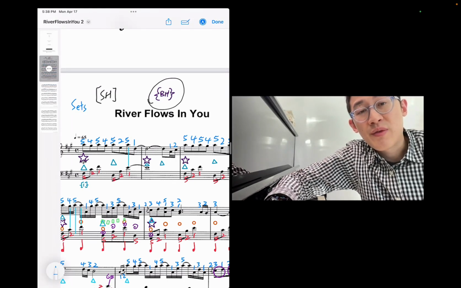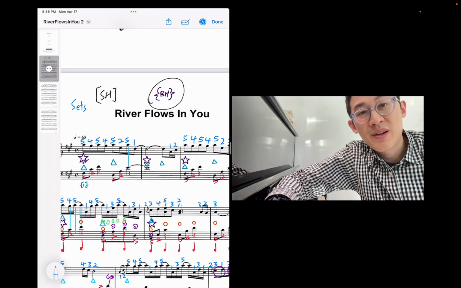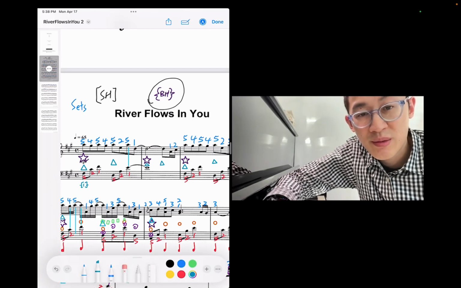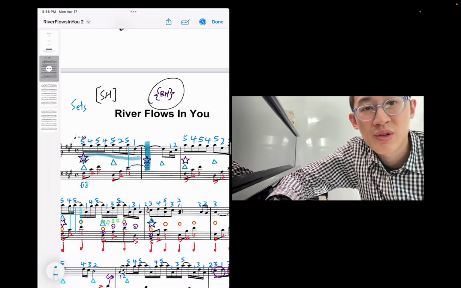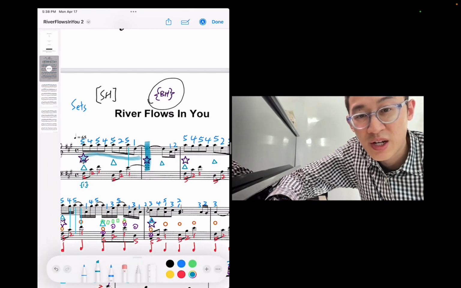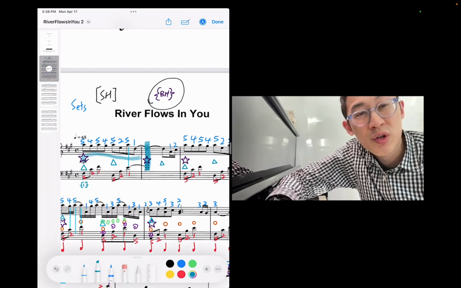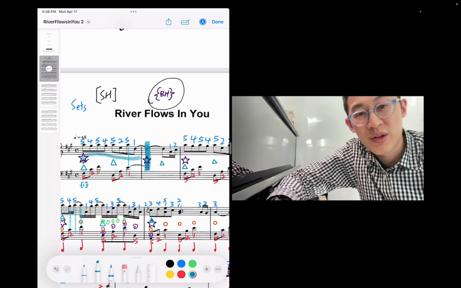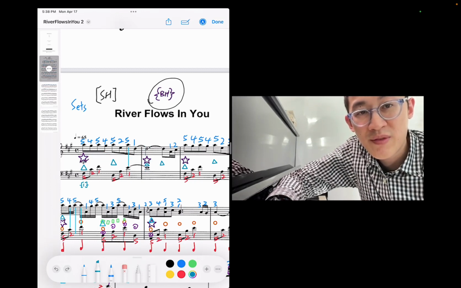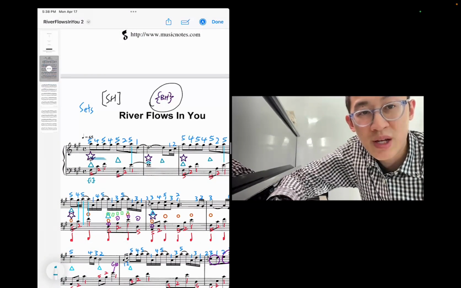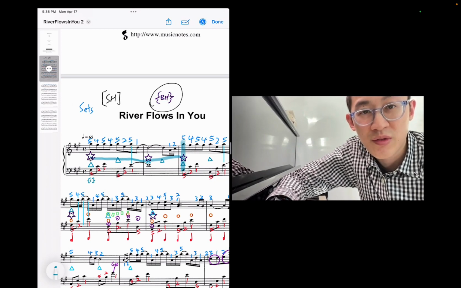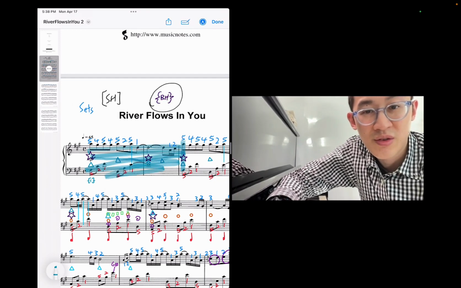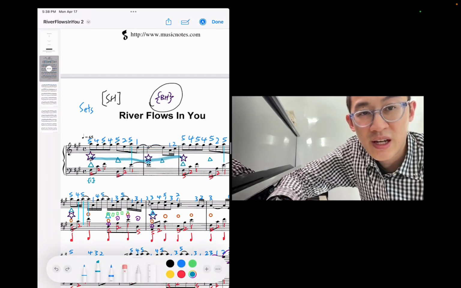So if I say a one measure set, that means one measure plus the following note, or the following beat, or the following vertical. Sometimes I say vertical because it could be a single note, it could be more than one note at the same time. If I say a two measure set, that means two measures plus the following beat, or the following note, right? So that means this entire section over here.